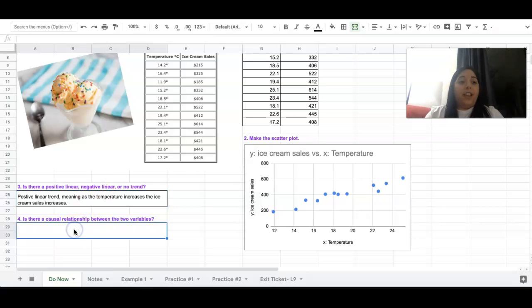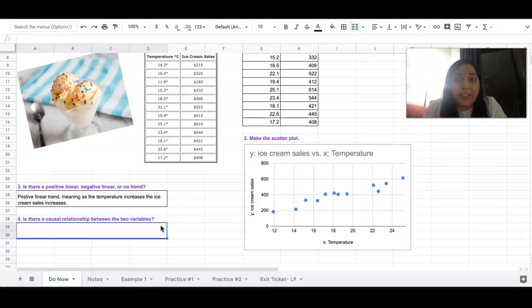So number 4, is there a causal relationship between the two variables? Now this is something we have not learned yet. Causal, we're about to talk about. When I say causal relationship, I'm referring to, is there a cause and effect? So I want you to think here for a minute. You know how I was asking about reasonable for the past couple of lessons? Now whenever we're looking at data, they're going to actually start asking if there's a causal relationship. Is there a cause and effect between the two? So basically, is temperature making an effect on ice cream sales?